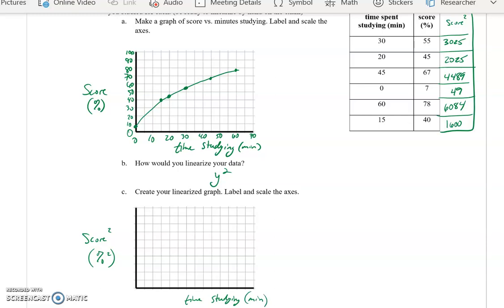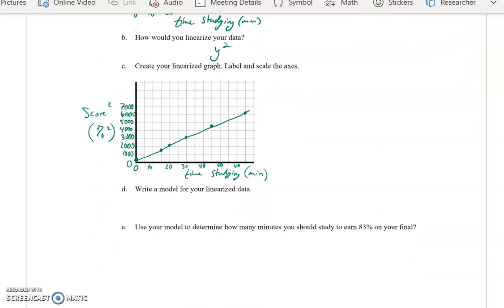And I'm going to scale my axes. So now I've got my scale, I've got my data points. I'm just going to draw a smooth line to go through the majority of our points. Now we're going to write a model. So I need to know the slope of my line before I can write that model, that equation.